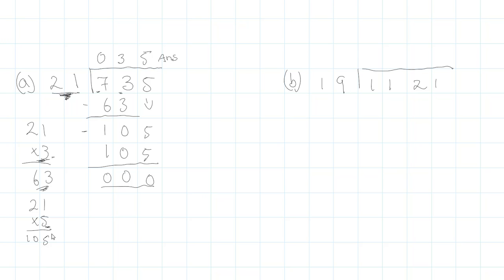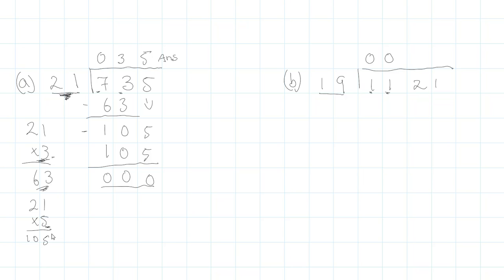Okay, let's move on to the second example. And here we're going to divide 19 into 1121. So again, we look at 19 and we try and divide it into our first number. So does 19 go into 1? It doesn't. So we move on to our second number. Does 19 go into 11? It doesn't. So we put a 0 up here. And our next question then is, does 19 divide into 112? Well, it does, because it's much smaller than it.